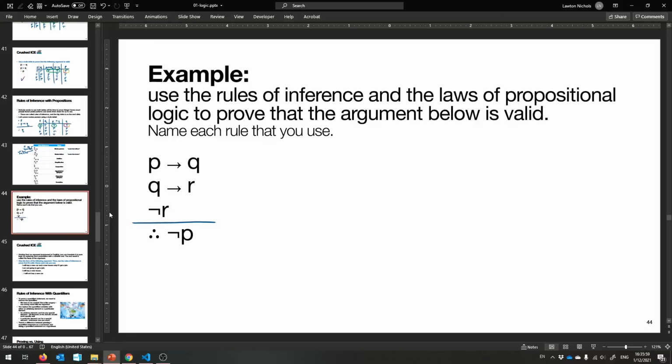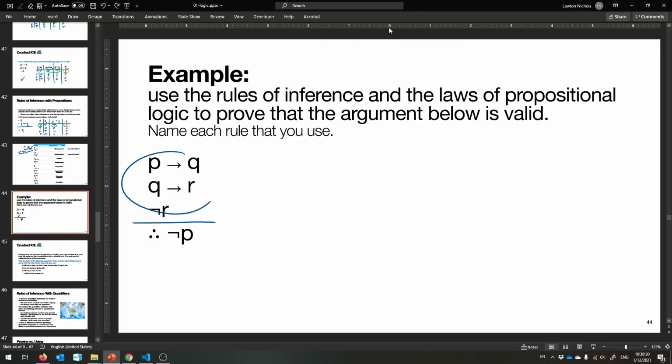You can put the line, you don't need the line. We're going to use rules of inference and the laws of propositional logic. We're not going to use a truth table, because that would take 2, 4, 8 lines. That would suck, 8 columns. We're going to prove that this argument is valid. Whenever you know that P implies Q and Q implies R and not R, that must mean that not P is true. Okay? So we're going to use our rules of inference and the laws of propositional logic to prove this thing. So here's how you do it.